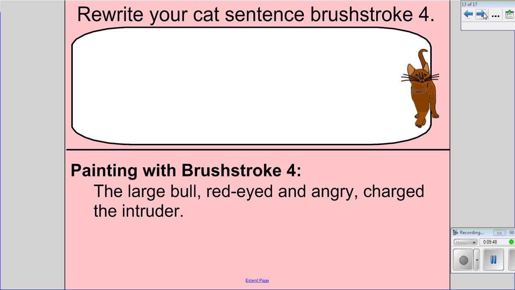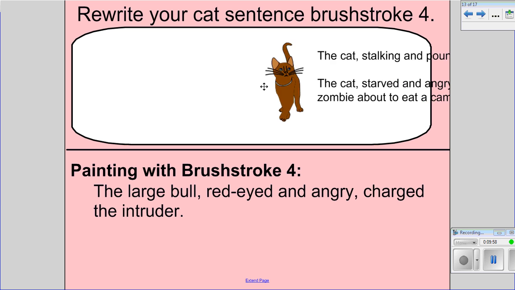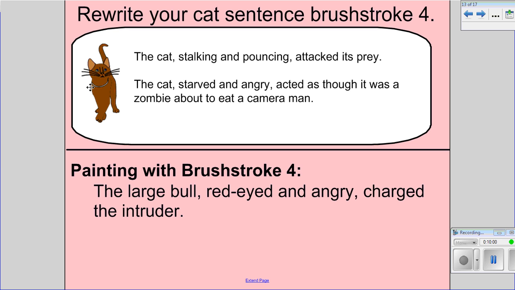So what I'd like for you to do is rewrite your cat sentence using brushstroke 4. Again, there is an example below. When you've done that, please restart your video. Here is an example of brushstroke 4 with our cat sentence. It says the cat, stalking and pouncing, attacked its prey. And then the cat, starved and angry, acted as though it was a zombie about to eat a cameraman.